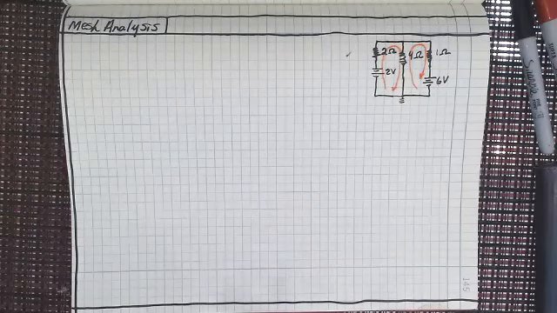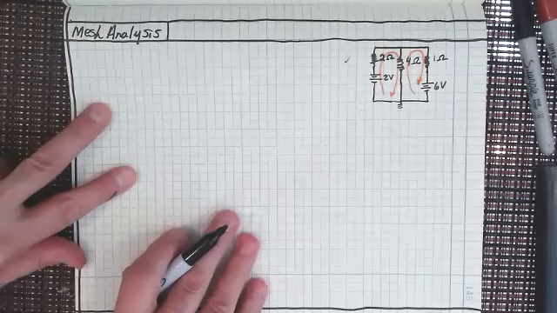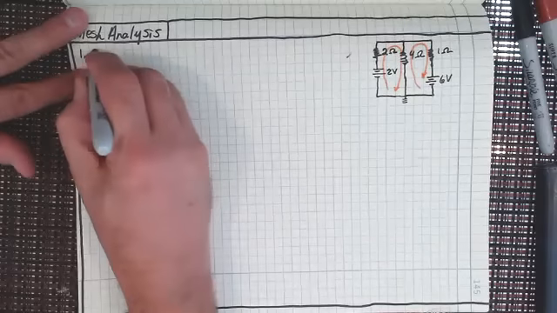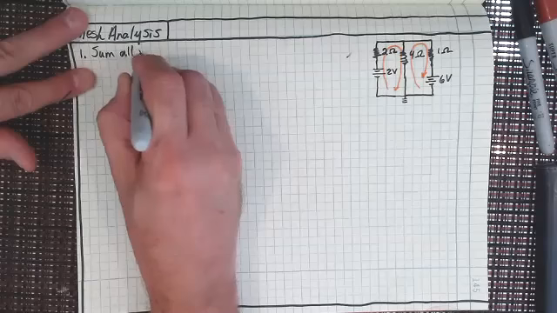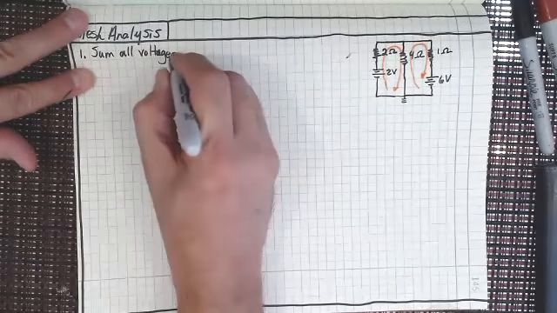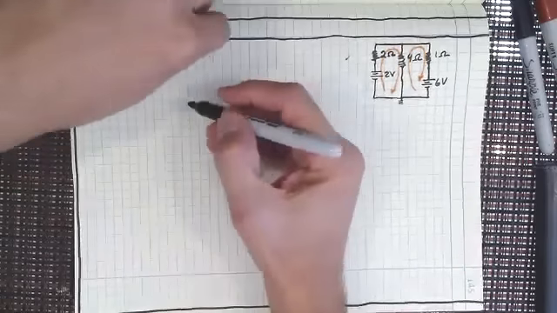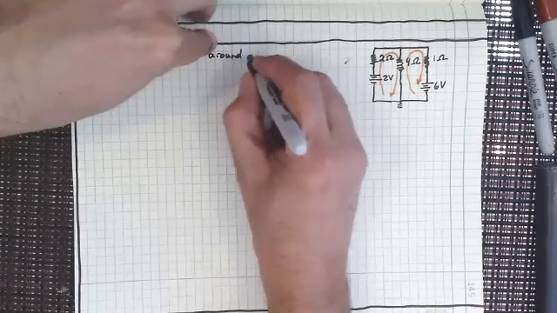And that's what I want to do. First of all, I want to sum all of the voltages as I go through the loop. So let's make a procedure. So one, sum all voltage increases or decreases around the loop.